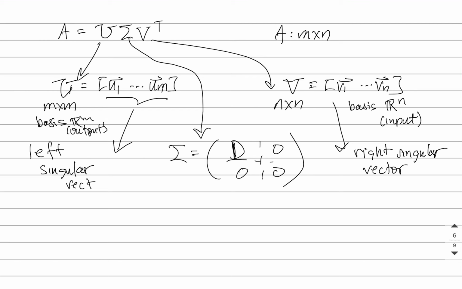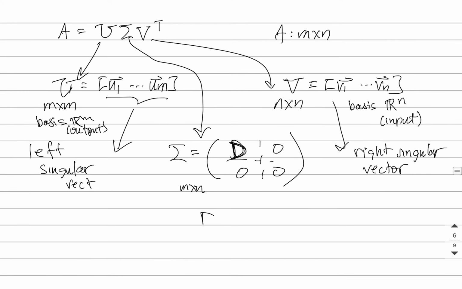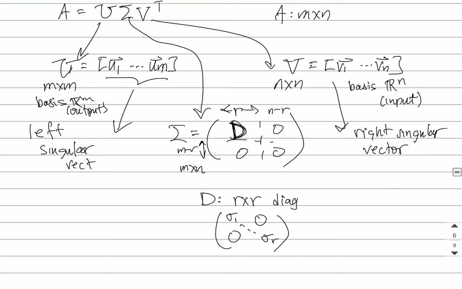Now, this sigma matrix, we call it diagonal, but it is not really diagonal. D is some r by r diagonal matrix that holds the singular values, the non-zero singular values of the matrix, and everything else is 0, just to make all the dimensions work out. So this is n by r, and this dimension here will be m by r. The singular values are important, and they're going to hold a lot of information.